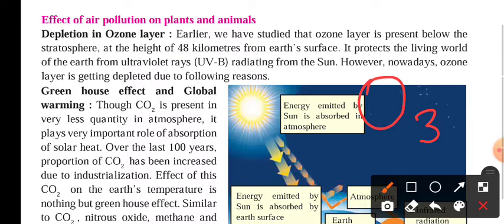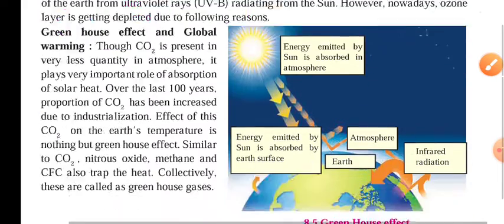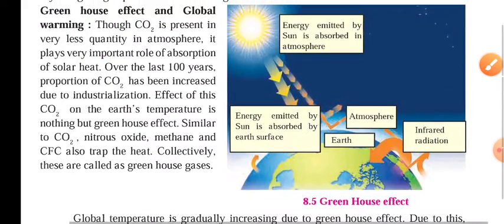However, nowadays the ozone layer is getting depleted due to the following reasons. The most important is the greenhouse effect and global warming. Due to air pollution, what happens? The energy is getting trapped inside because the greenhouse gases form an envelope-like structure on the earth's surface, and whatever heat or energy enters that envelope is trapped inside, and that causes a rise in our temperature, which we call global warming.